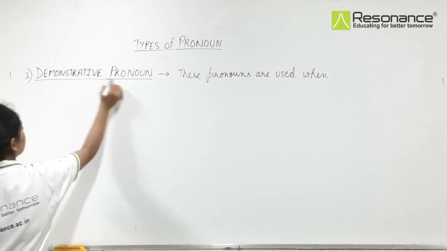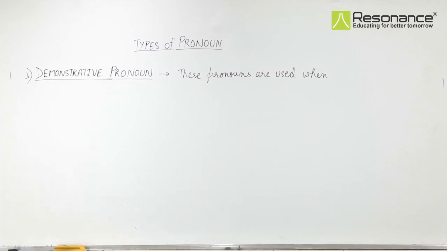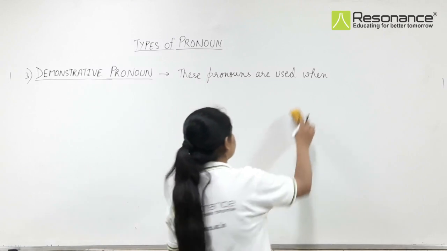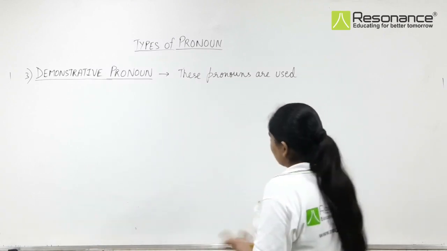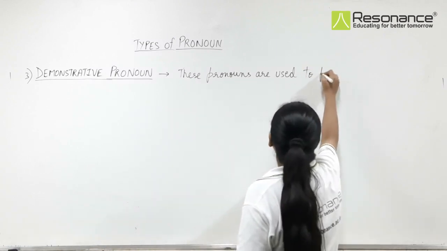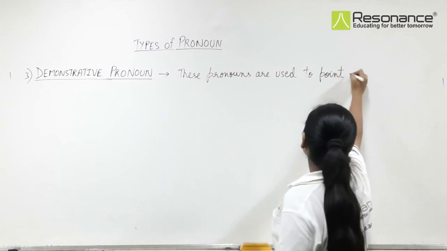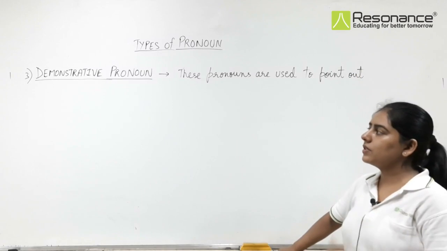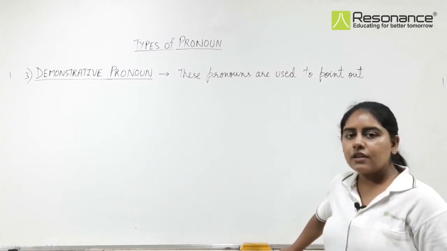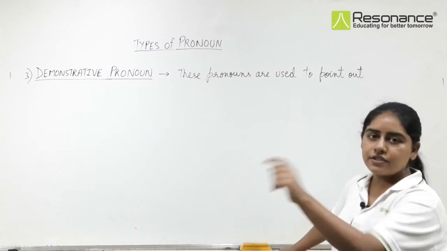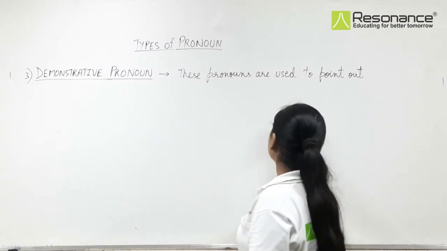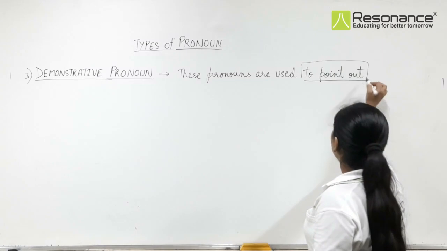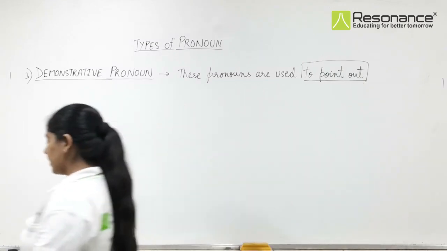Demonstrative pronoun. Now what is this demonstrative pronoun? These are used to point out something. Demonstratives are the words that are used to point out. किसी चीज़ की ओर आपको इशारा करना है, किसी चीज़ की तरफ point out करना है, तब आप इसे use करेंगे. So what is the key word over here? These are used to point out. ये सबसे important point है यहाँ का.